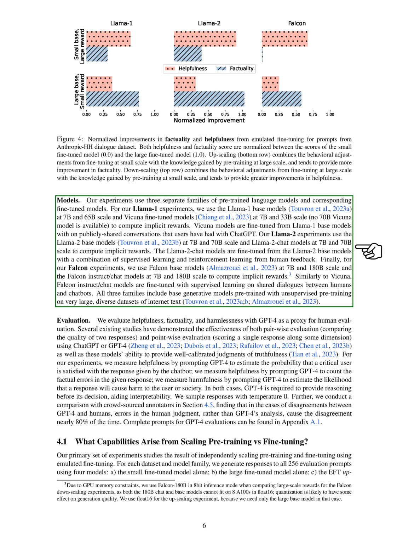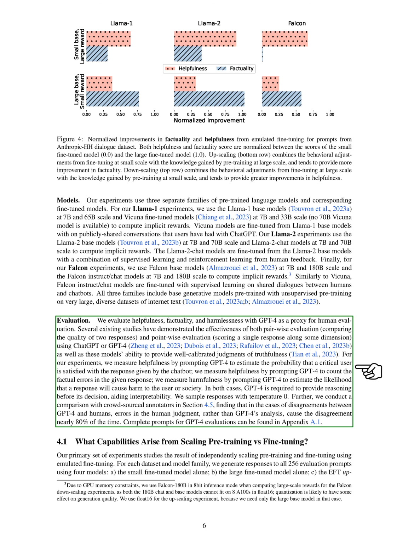The Llama 1 and Llama 2 models were fine-tuned using publicly shared conversations that users had with ChatGPT, while the Falcon models were fine-tuned using supervised learning on shared dialogues between humans and chatbots. We used GPT-4 as a proxy for human evaluation to assess the usefulness, accuracy, and safety of the models. We prompted GPT-4 to estimate the probability that a critical user is satisfied with the chatbot's response, count the factual errors in the response, and estimate the likelihood that a response will cause harm to the user or society.